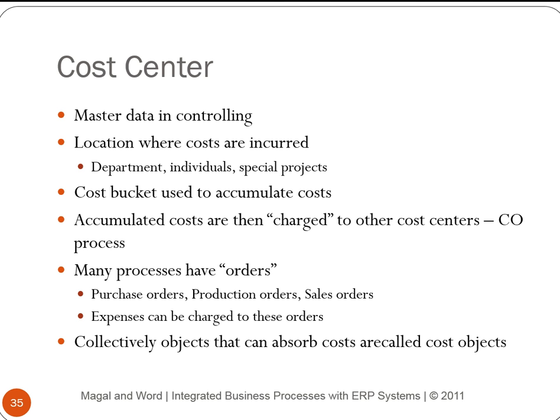Many processes involve a purchase order. You could have a purchase order that is associated with the cost center. You could have a production order. You could have a sales order. Now, another thing is cost objects. Collectively, all the objects that consume the cost are called cost objects. Okay.